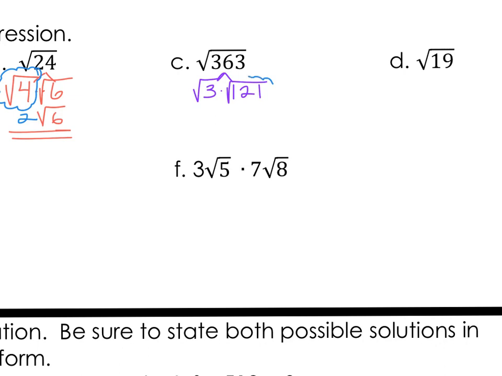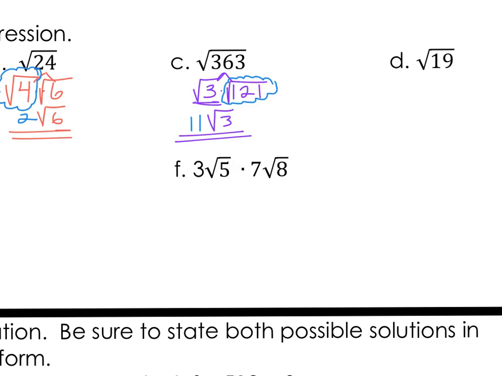The 121 is our perfect square, so that's going to go first. You always write the perfect squared answer first. The square root of 121 is 11, but the square root of 3 is stuck on the inside. The simplified form, then, of the square root of 363 is 11 times the square root of 3.